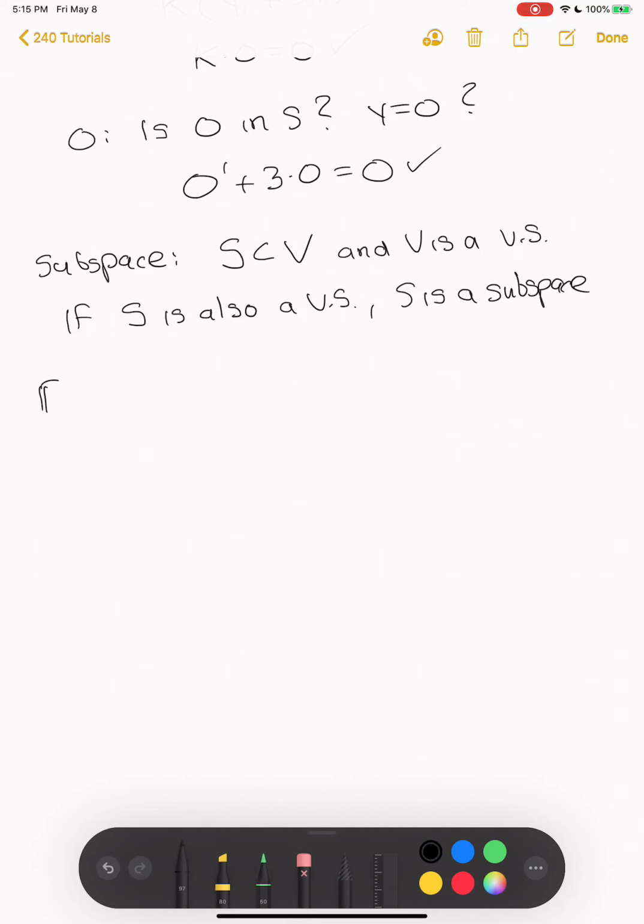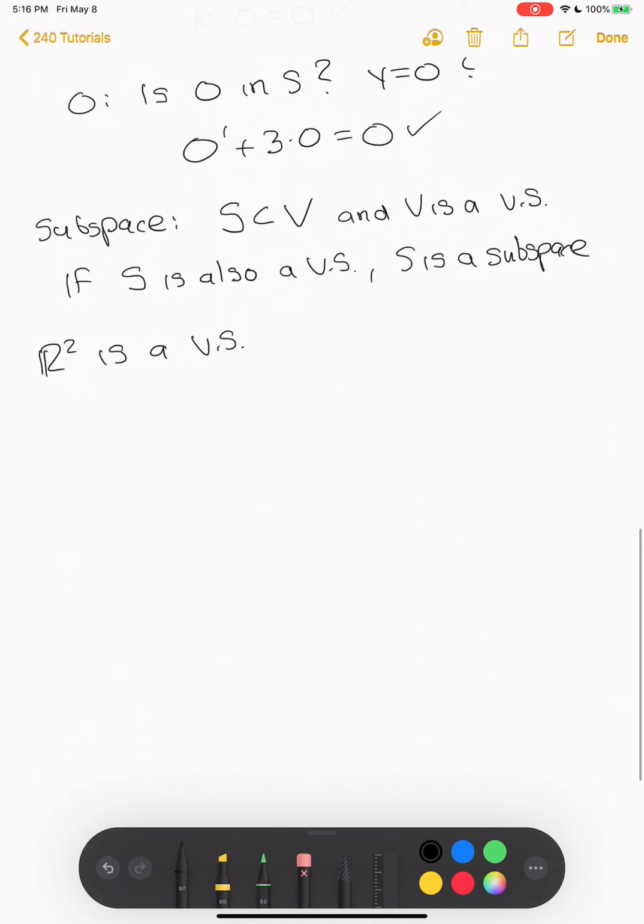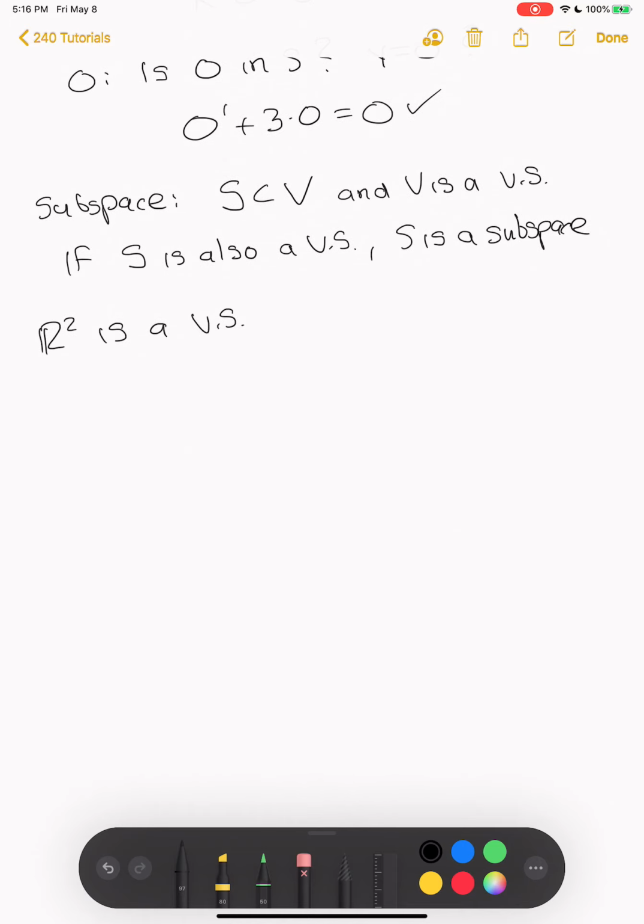We know R2 is a vector space. We can convince ourselves of that a different time if we wish, but we know it is. And so we're interested in seeing if there are some subspaces inside of R2. So consider just the set S is equal to vectors in R2, so that's what I'm working with here. And then I'm giving them the constraint that X has to be equal to Y. All right, so that's my constraint here.